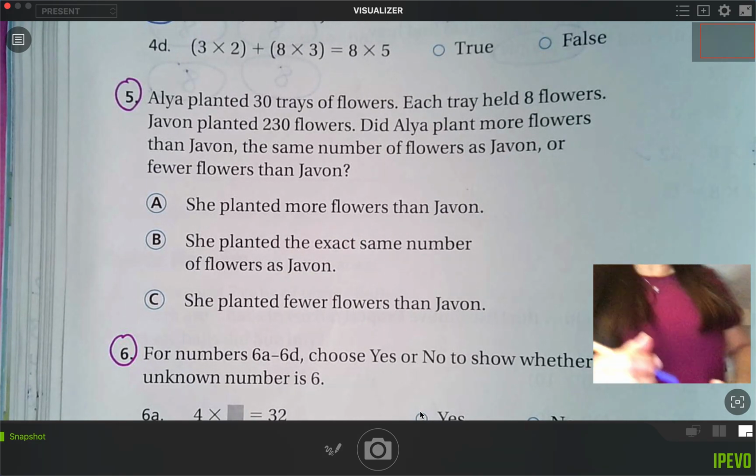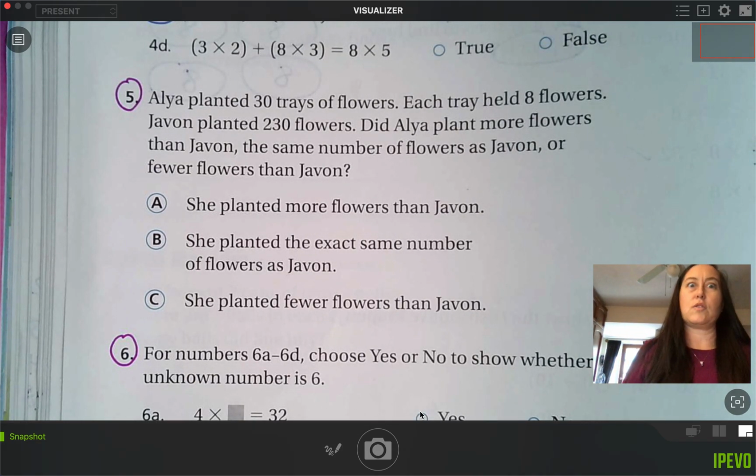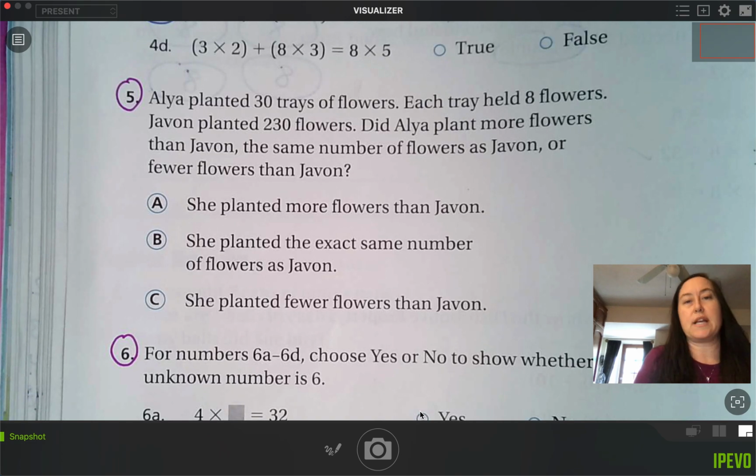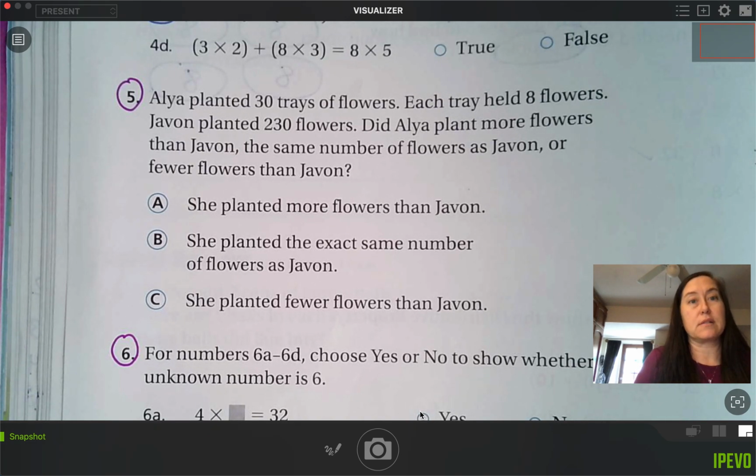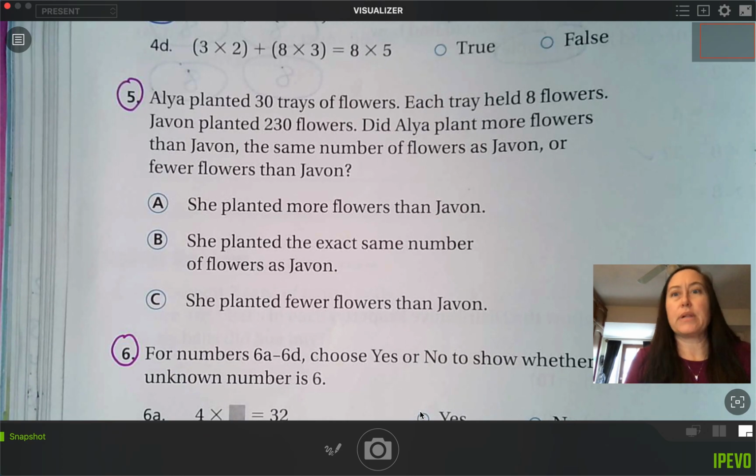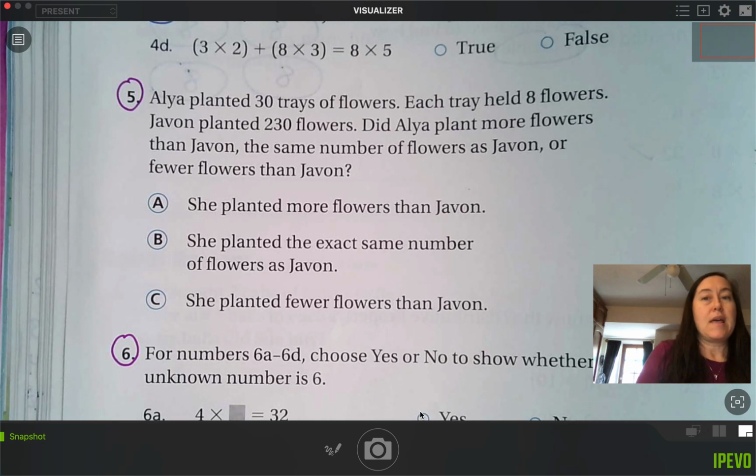So, Alia, that's a new name for me, planted 30 trays of flowers. Each tray held 8 flowers. Javon planted 230 flowers. Did Alia plant more flowers than Javon, the same number of flowers as Javon, or fewer flowers than Javon?